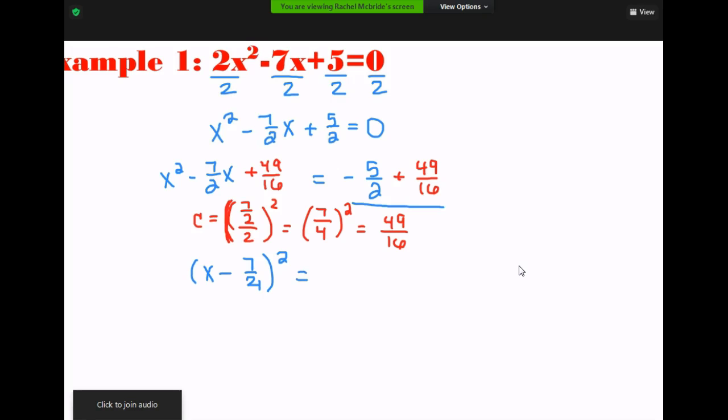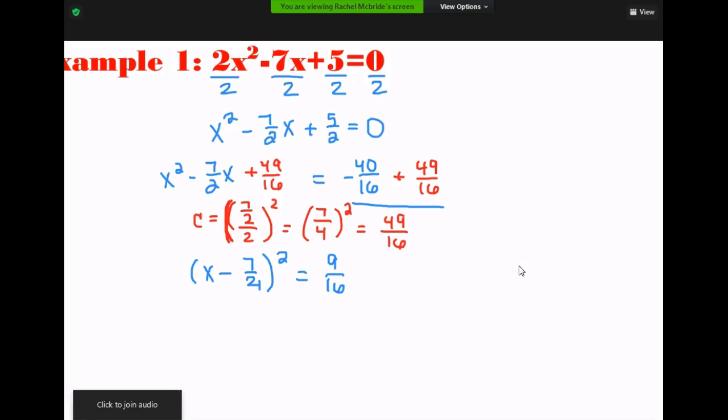I have to combine the terms on the right side. So in order to add 49/16 and -5/2, I need them to have a common denominator, which means I need to multiply 5/2 by 8/8, making that -40/16. So -40/16 plus 49/16 gives me 9/16.